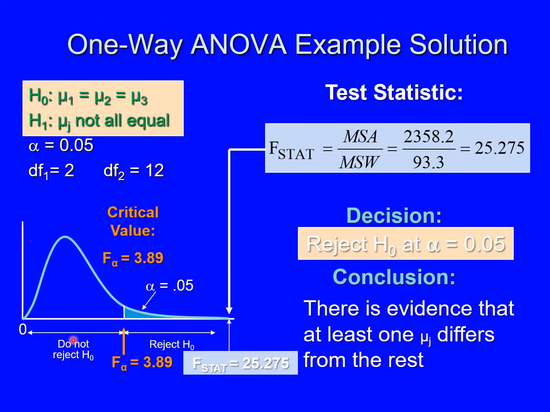Now, first we have the null hypothesis: mu1 equals mu2 equals mu3, which means all population means are equal. The alternative hypothesis is that not all mu j are equal. At least one of the population means is different from the rest. Maybe two or three or whatever. That is the alternative hypothesis.